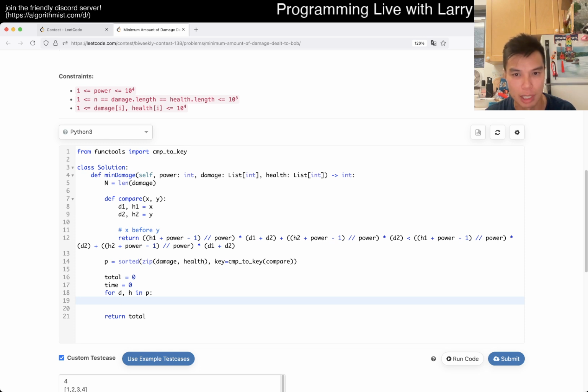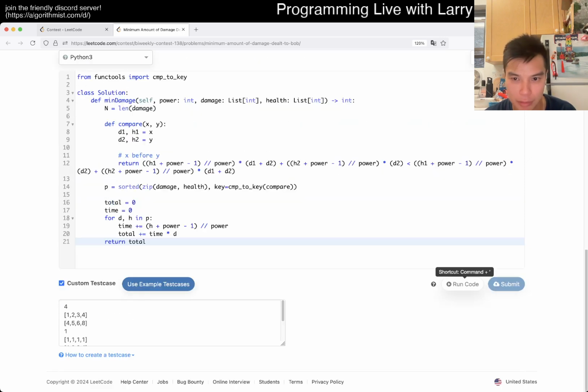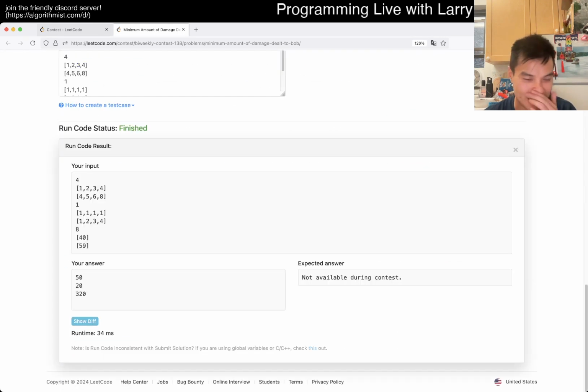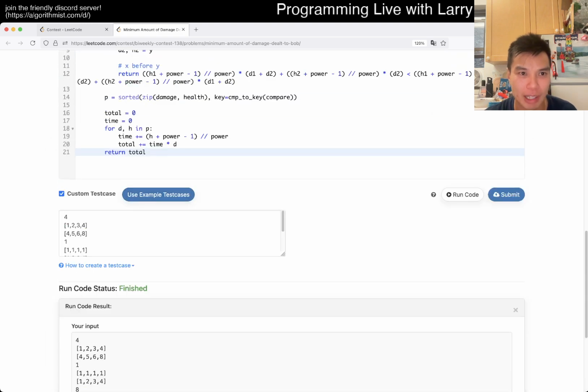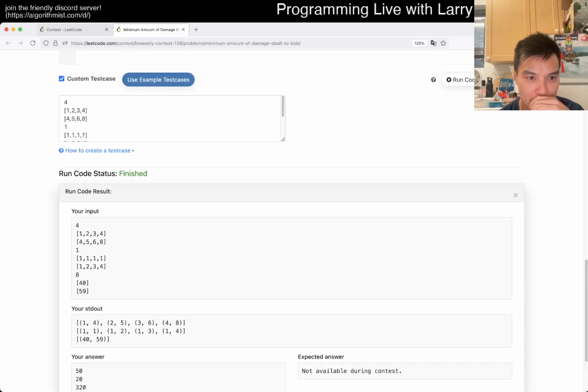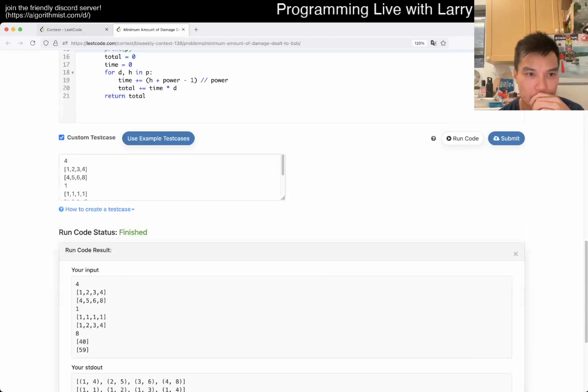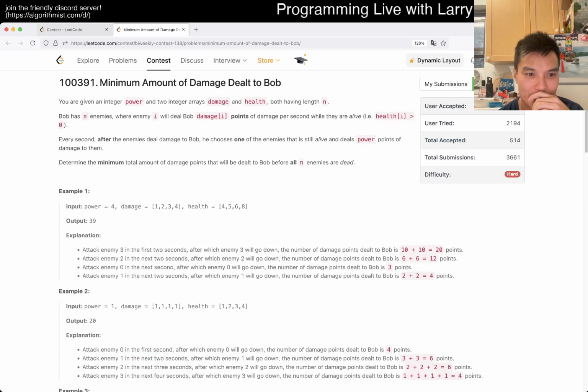So then the total time is going to be equal to H plus power minus 1 over power. Oh, that's just the time, I guess. Okay, fine. And then total we add time times damage. So then that's it in theory. It's not enough though. It's not right though. But okay, fine. Why? I have to double check whether it's the sorting or it's the actual math. Right? 50 sounds really off. 320 is right though. So we get one thing right.